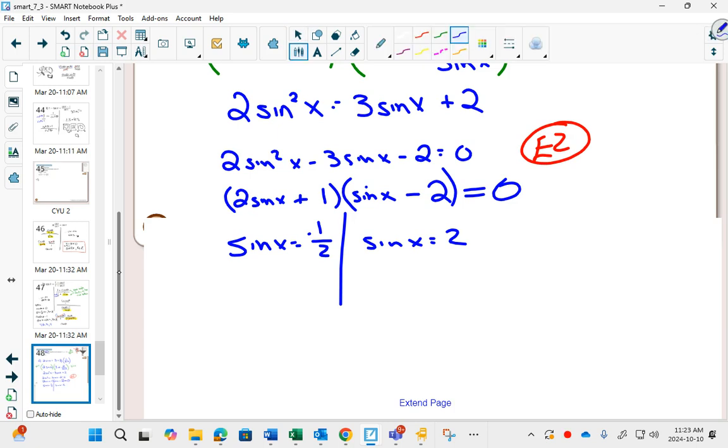Now, this is on my pie plate. Sin x equals -1/2. That's my pi over 6 family in quadrants 3 and 4. And this one's bigger than 1, so I can just write that it is not possible.